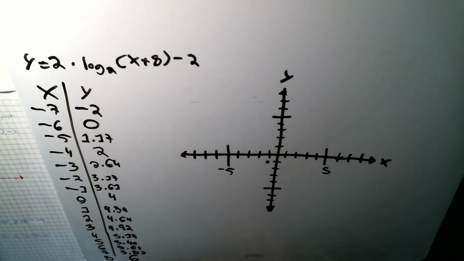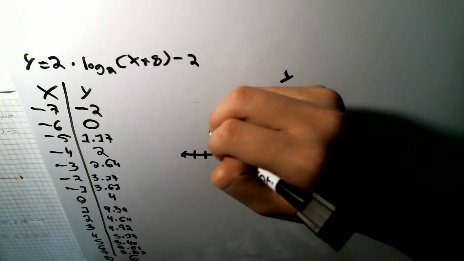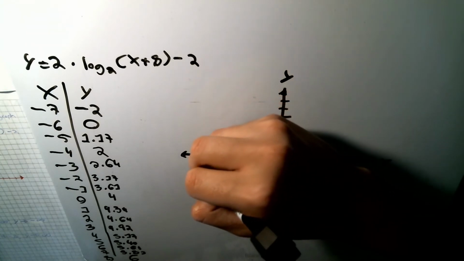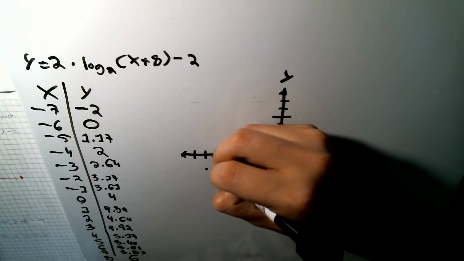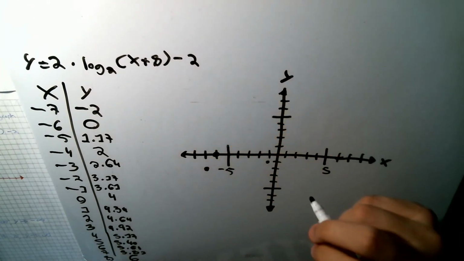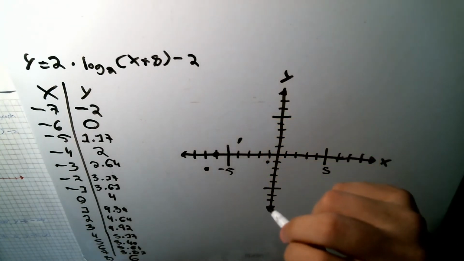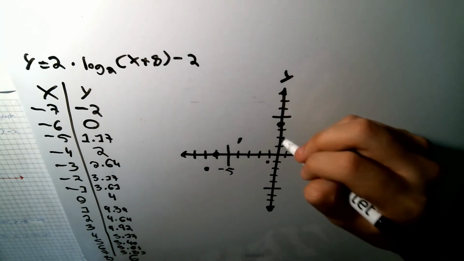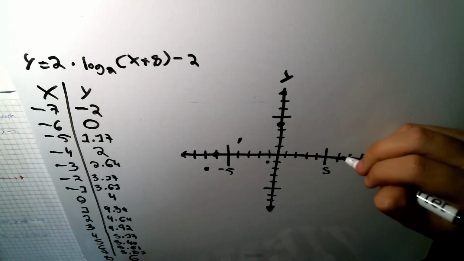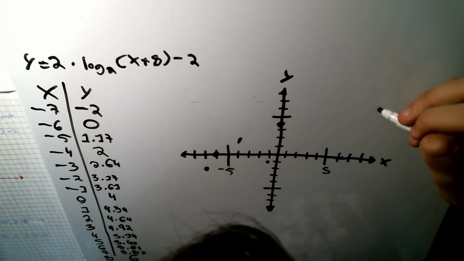Now we're just going to graph the points that we got. x is minus 7, y is minus 2, which is here. Minus 6, 0, which is here. Minus 4, 2, which is here. 0, 4, which is here. And 8, 6.